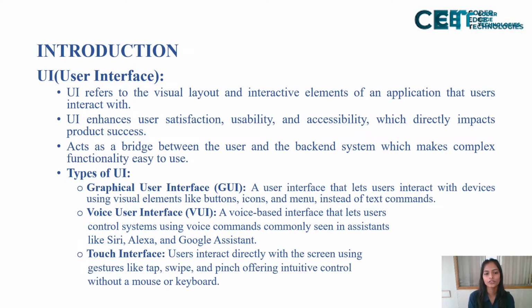UI acts as a bridge between the user and the backend of the system, which makes complex functionality easy to use. There are three types of UI. First one is graphical user interface. A user interface that lets users interact with devices using visual elements like buttons, icons, and menus instead of text commands. Second one is voice user interface.